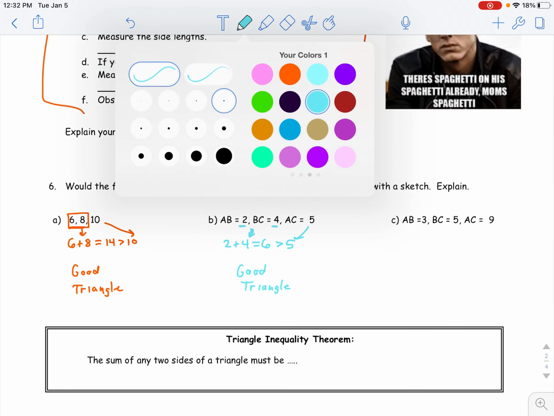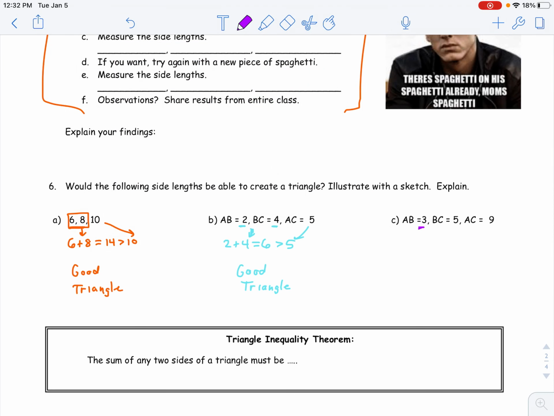All right, and then this one over here, we get 3 plus 5, which equals 8, which is less than 9. Bad. All right, it would collapse. It's like that last triangle I did in the spaghetti activity. They wouldn't be long enough to form a triangle. No trianguli.